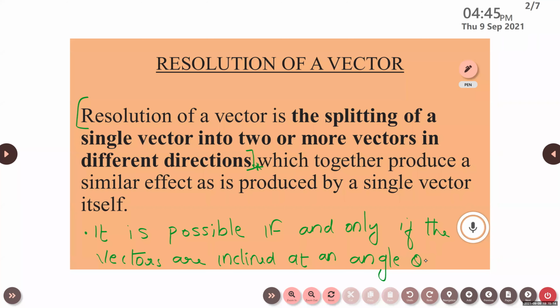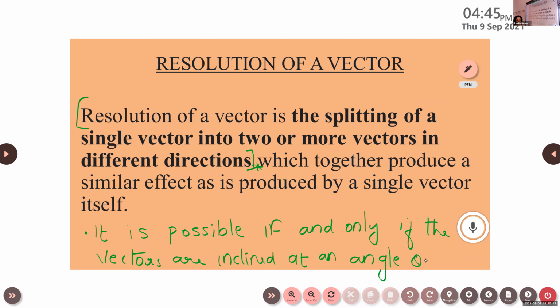Yes, it's right. If they are in opposite directions, theta is equal to 180 degrees. If the two vectors are in the same direction, the angle theta between them is equal to 0, so we cannot resolve or split the vectors into two. And if the two vectors lie in exactly opposite directions, the angle between them is equal to 180 degrees. In that case also, we cannot split the vector into smaller components.